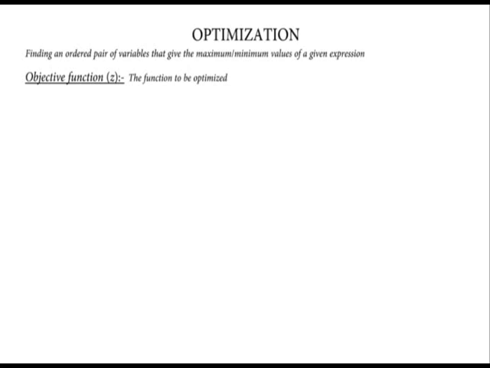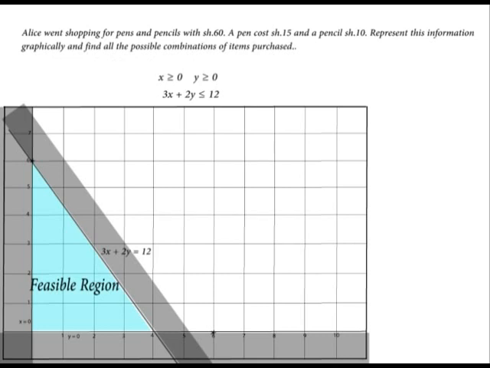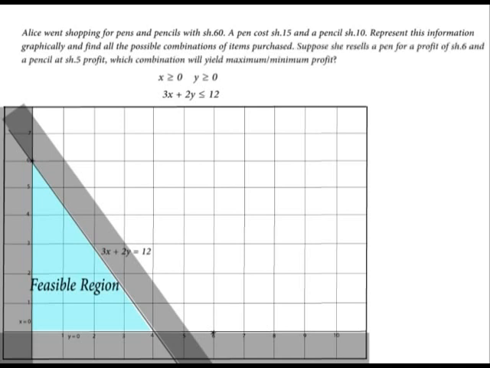How do we come up with the objective function? Let's go back to the first question. We have the constraints for Alice shopping of pens and pencils. Suppose Alice buys the pens and pencils to go and sell at her shop at a profit. And let's say that a pen sells at a profit of 6 shillings and a pencil a profit of 5 shillings. What combination of her purchase will yield the maximum or the minimum profit?